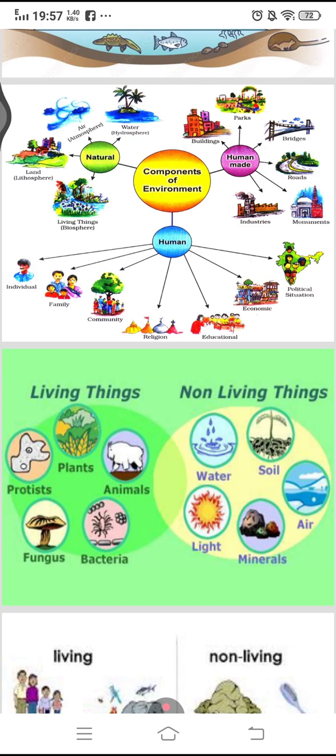In our environment, two types of things are here. Living things like plants, animals, bacteria, fungi, and protists are living things, and non-living things are water, soil, air, minerals, and light.